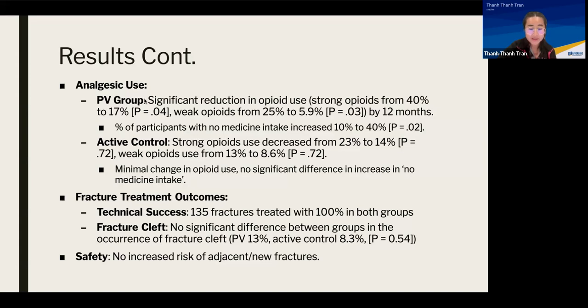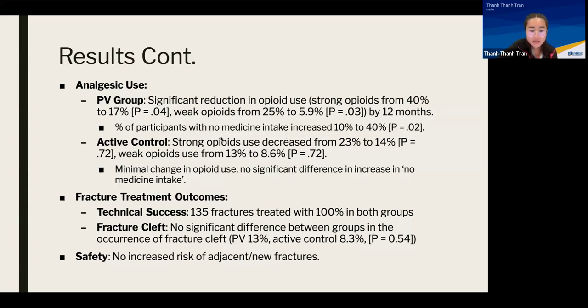In the PV group at baseline, 40% of participants received strong opiates and 25% received weak opiates. At 12 months follow-up, strong opiate use decreased from 40% to 17%, with a p-value of 0.04, and weak opiate use decreased from 25% to 5.9%, with a p-value of 0.03. Additionally, the percentage of participants with no medicine intake increased from 10% to 40% in the PV group.